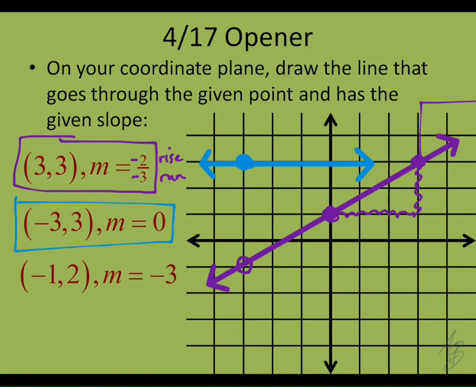We know enough about horizontal lines and slopes of 0 that we don't need that rise and run to get that. It's okay if you do. There's nothing wrong with doing it. But this way is just a little bit quicker. Right?